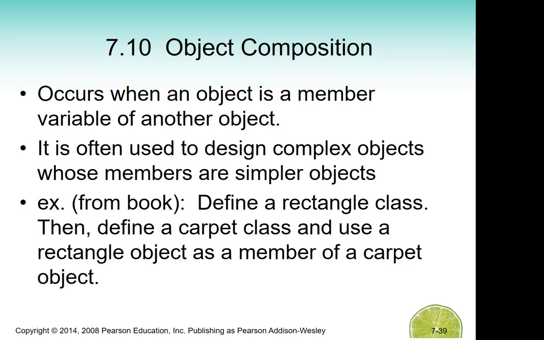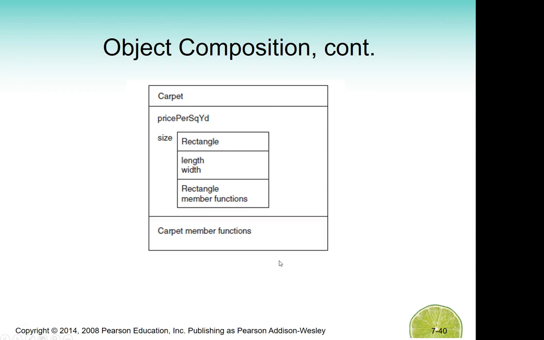Chapter 7, and we are looking at Section 10, Object Composition. This occurs when an object is a member variable of another object. It's often used to design complex objects whose members include simpler objects. And we're going to look at the example from the book that takes a carpet class. And inside of the carpet class, it's going to use a rectangle because the carpet is basically just a rectangle.